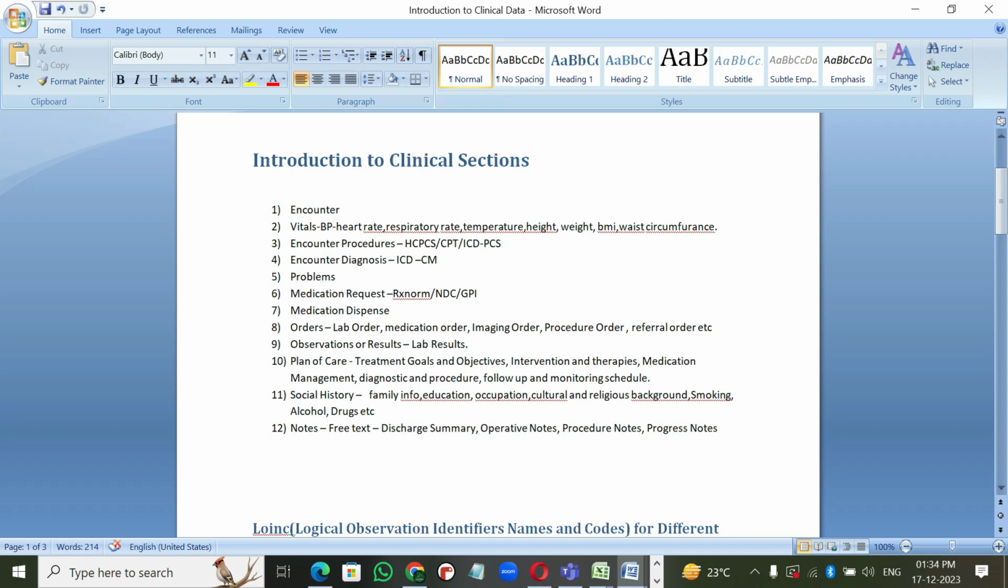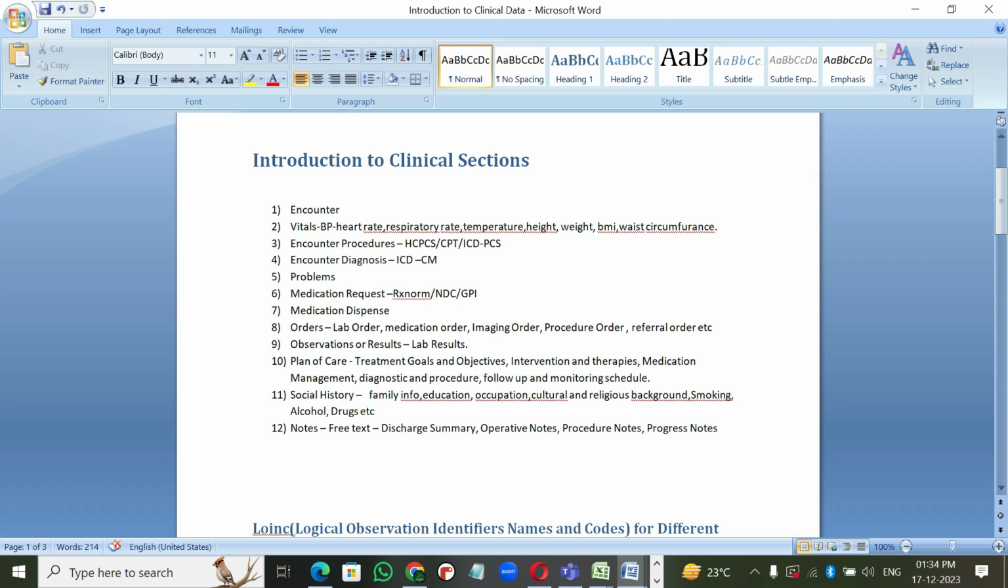Medication request. So basically, when a doctor writes a prescription in the EHR system, that data is saved into medication request. Medications are represented by RxNorm codes, NDC and GPI. GPI is Global Product Identifier, NDC is National Drug Code. NDC is very much company specific, so whoever is manufacturing that medicine, even the same medicine having the same content but manufactured by another company, will have a different NDC code.